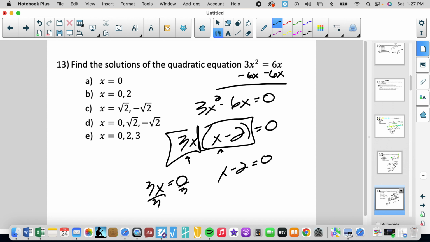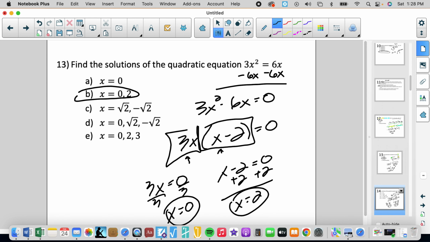Divide by 3. X equals 0. Add 2. X equals 2. So those are my two solutions, and that would be B.